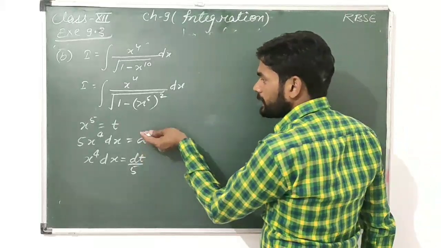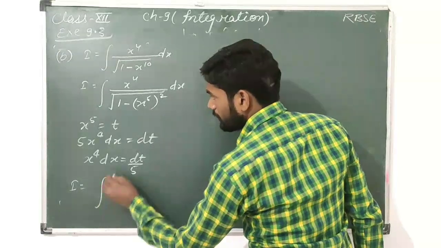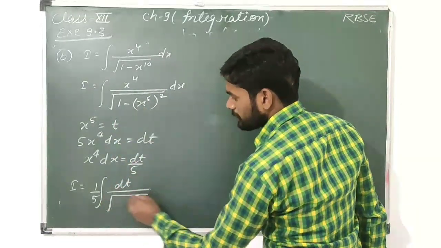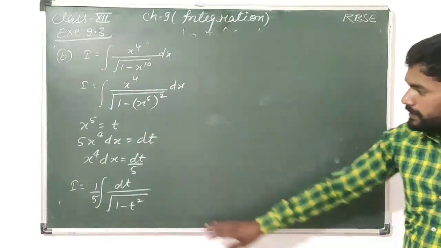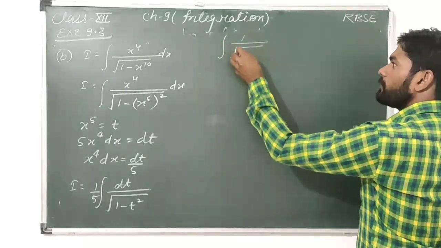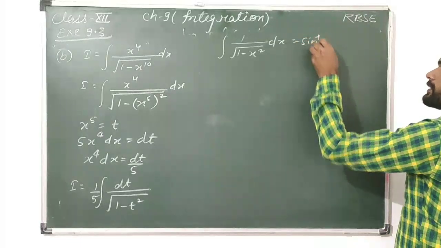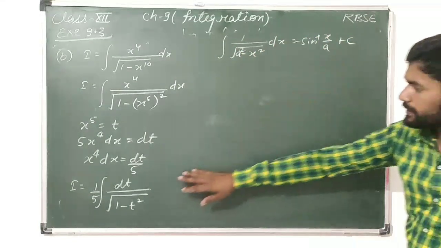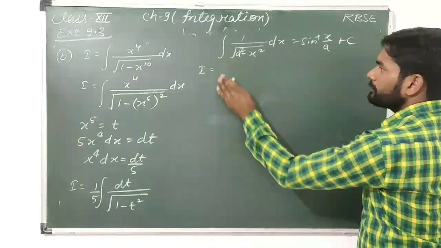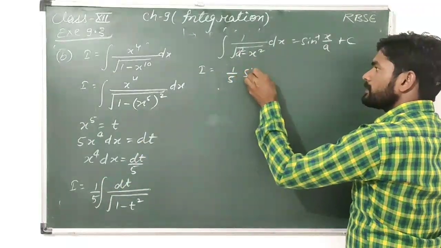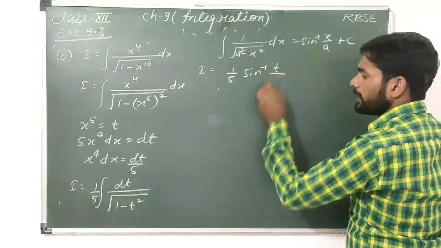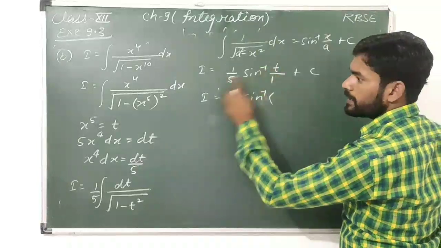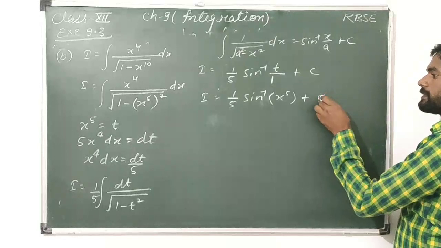Got it? Now, applying these values in this case, I is equal to, x to the power 4 dx is equal to dt upon 5, upon under root 1 minus t square. And this is the formula: 1 upon under root 1 minus x square dx is equal to sine inverse x upon a plus c. This is the identity for it. Then I will become 1 upon 5 sine inverse, x is t and a is 1, plus c. I is equal to 1 upon 5 sine inverse, t is x to the power 5, plus c.